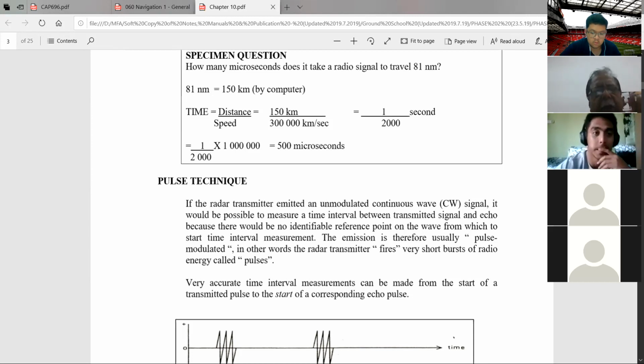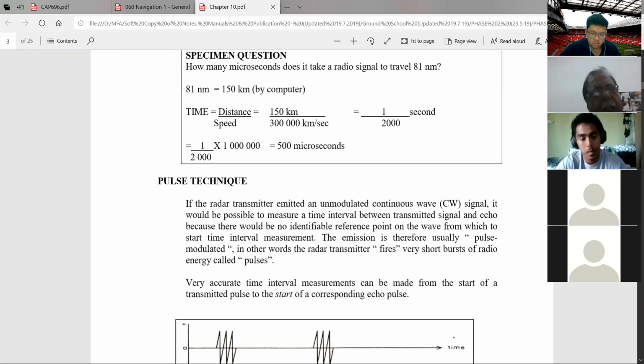A continuous wave system will not work in this because the receiver is unable to identify which part of the radio wave has come back. As such, we don't transmit in the form of a continuous wave. We transmit the radio energy in the form of pulses.